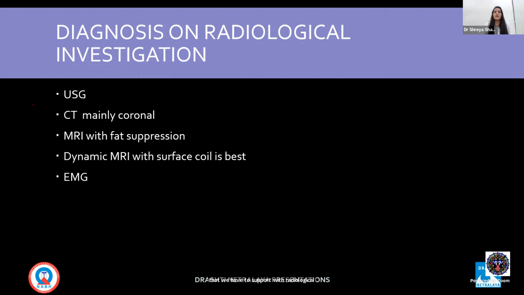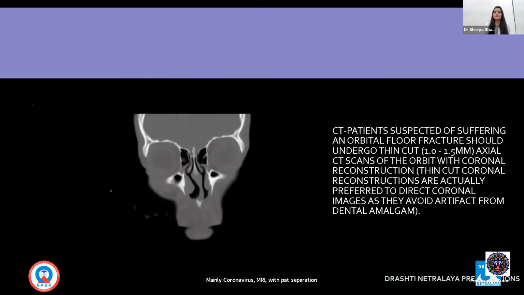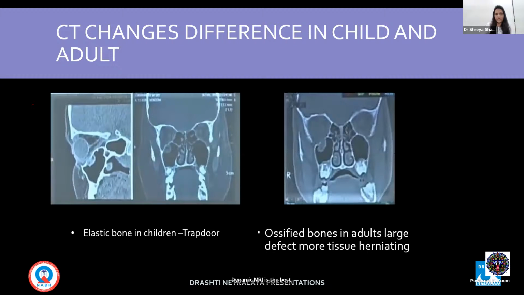Dynamic MRI is the best thing we can use to detect the orbital injury or whether incarceration of the muscle is there. As I said, there are two different things. Whenever there are children, muscle incarceration happens and it traps the muscle back. So there may not be herniation, but there will be incarceration. And in adults, usually there will be herniation of tissue into the maxillary antrum.